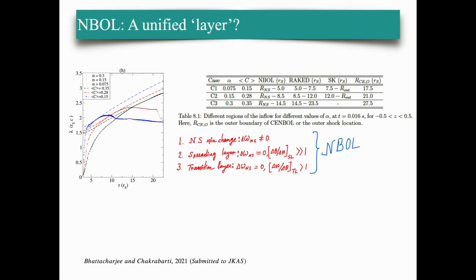One approach is that matter, with whatever angular momentum coming in, reaches the star surface and changes the star spin as well. This is typically found in observation, that the spin-up or spin-down rate of different neutron stars can be determined, which means not just the flow, the star itself would undergo an angular momentum readjustment. So for that case, delta omega NS is not equal to 0.